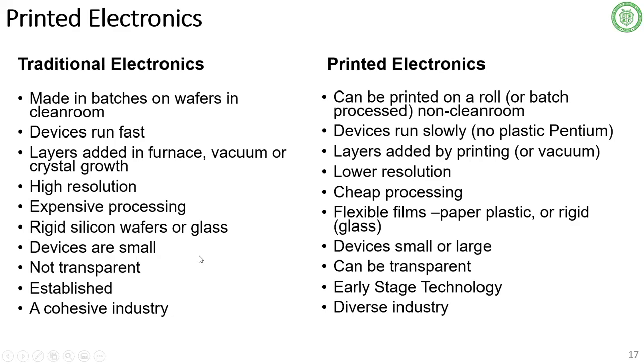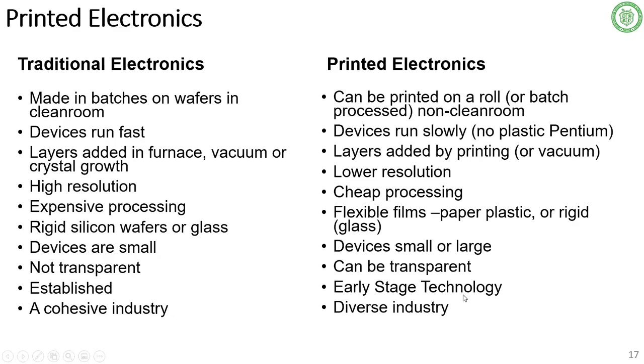Now, for printed electronics, devices can be small or large. Traditional electronics cannot be transparent, whereas printed electronics can be transparent. Within the next 10 years, maybe you will see a transparent mobile phone as well, or even your TV will be transparent, or even your ordinary window will have some electronic device on it, and it will be transparent. Traditional electronics is an established technology.